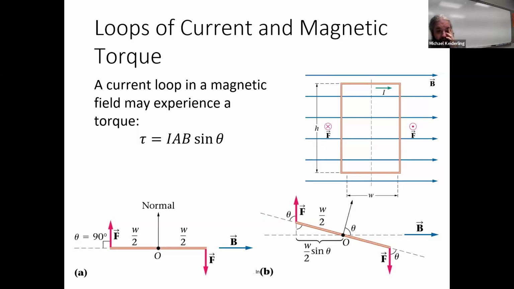So a current loop in a magnetic field can experience a torque, where you have a loop in a magnetic field, one side is pushed up, the other side is pushed down. And that torque ends up being the current through the loop times the area of the loop times the magnetic field it is in times the sine of the angle between the perpendicular to the loop and the magnetic field. So you get maximum torque when the loop is aligned with the magnetic field, and 0 torque when the loop is perpendicular to the magnetic field.